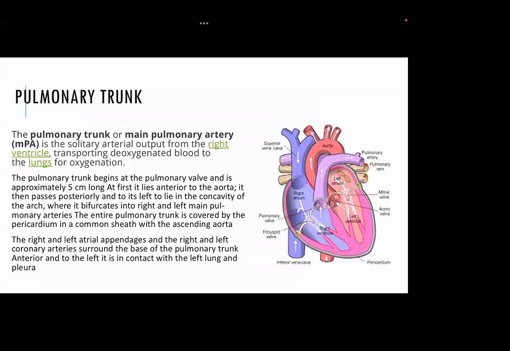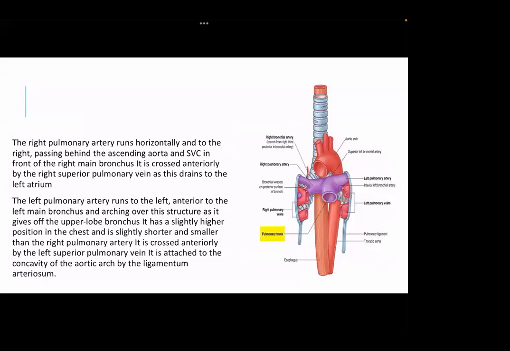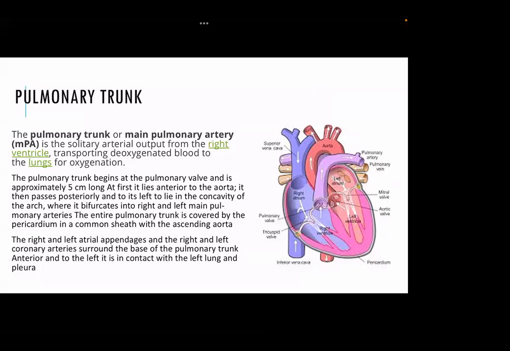the right and left main pulmonary arteries. The entire pulmonary trunk is covered by pericardium in a common sheath with the ascending aorta. The right and left atrial appendages and the right and left coronary arteries surround the base of the pulmonary trunk. Anterior and to the left, it is in contact with the left lung and pleura.